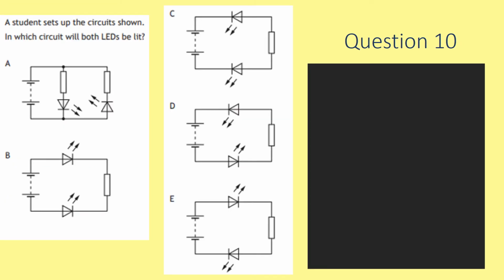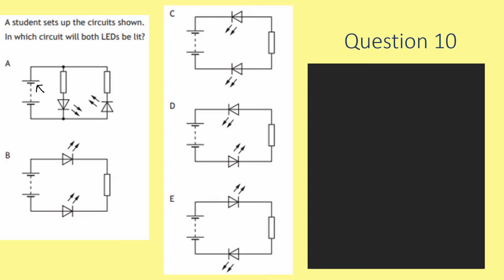Question 10. The student sets up the circuits below. In which circuit will both LEDs be lit? Now remember, the rule for an LED, LEDs are very depressing. They always focus on the negative. We want the arrow part of the LED to be pointing towards the negative terminal of the battery. The negative terminal of the battery is the short side here.